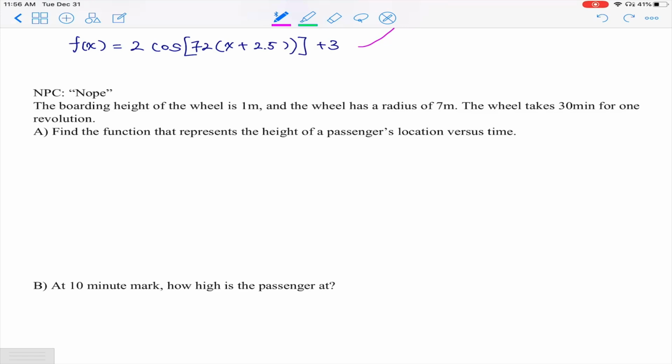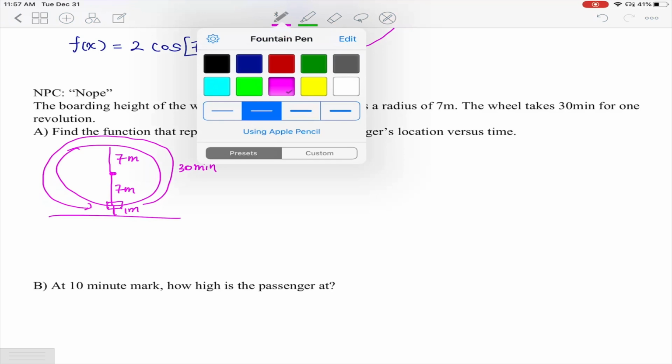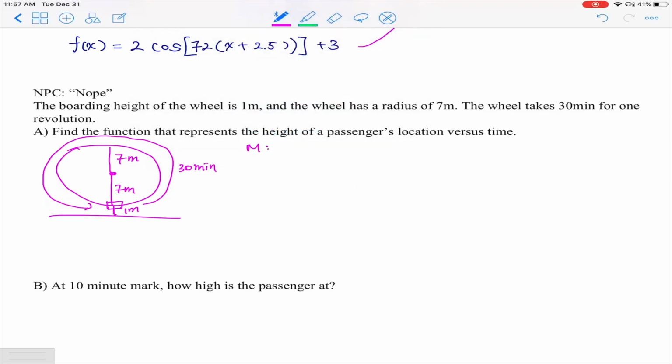So let's take a look. It says we have a wheel, and the boarding height is 1 meter. So that's 1 meter, and it says radius of 7 meters, 7 meters above over there. So our car on the wheel rotates this way, and that takes 30 minutes. By taking a look at this, we can find the maximum quite easily. The maximum is from here to the ground, and that gives me 7 plus 7 plus 1, so that's 15 meters. My minimum is 1 meter.